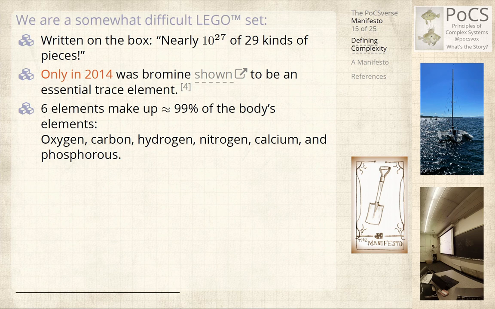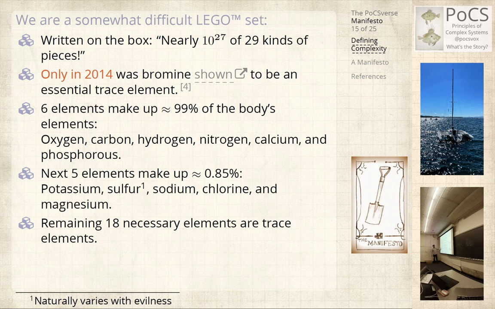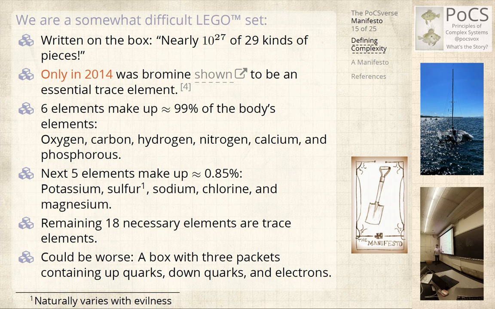So like I said, 99% gives you six elements. The next five make up a long way towards that next 1%. You need this, right? You get a little twitchy in the muscles if you don't have magnesium. These are big deal things. People make a lot of money. There's sulfur, right? This is the evilness factor. So these are necessary trace elements. There aren't many. And it could be much worse, right? It could be up quarks, down quarks, and some electrons. And then you can make that if that's reality.